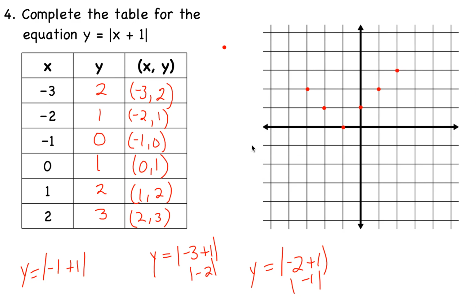One of the things I would like you to know is that when you have absolute value problems that you're graphing, you always get a V. So if you're only getting a line, you've got to make sure you get enough negative values so that you can see the whole graph.